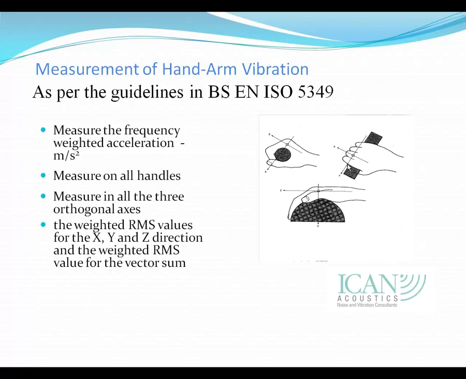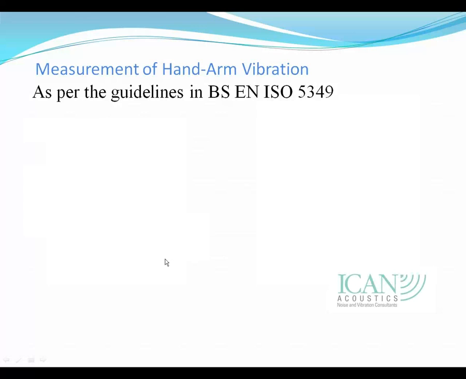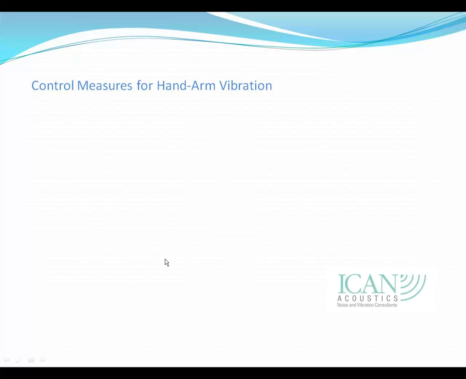Okay, and again, what happens then is you take those measurements on the three axes. So the accelerometer that you use has to be able to measure on three separate axes, and then it takes that information, if you like, and it works out the vector sum of those three vibration levels into three axes, and that's how you determine your vibration level for the hand-arm assessment process. Okay, so a couple of control measures then for hand-arm vibration.